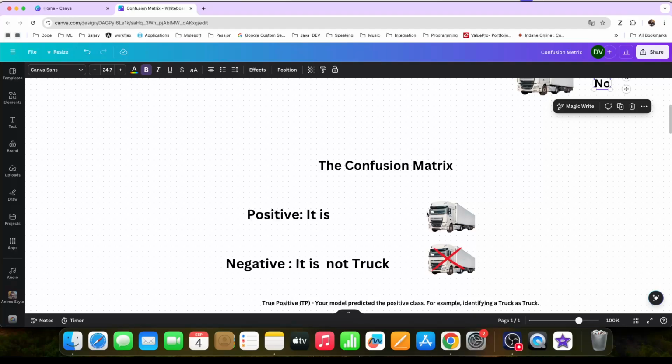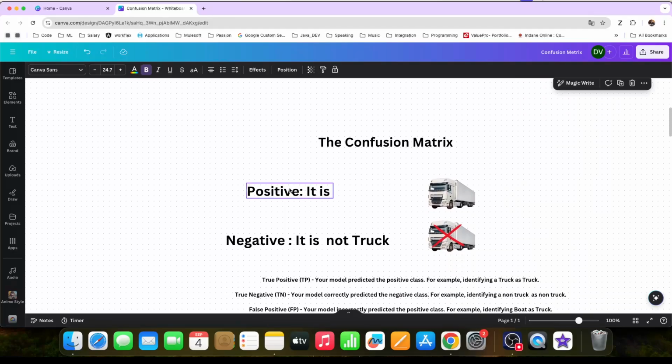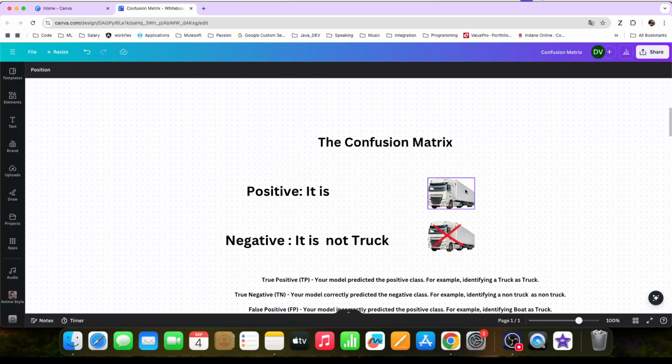Before you go to the confusion matrix, try to understand these two terms, positive and negative. This will really help when we take a deep dive into the confusion matrix. Consider this like someone being COVID positive. If a patient is COVID positive, you tell positive. If the patient is not COVID positive, you tell negative. Similarly, in this truck analogy, if it's a truck, I am referring to it as positive. If the image is not of a truck, I am telling negative.